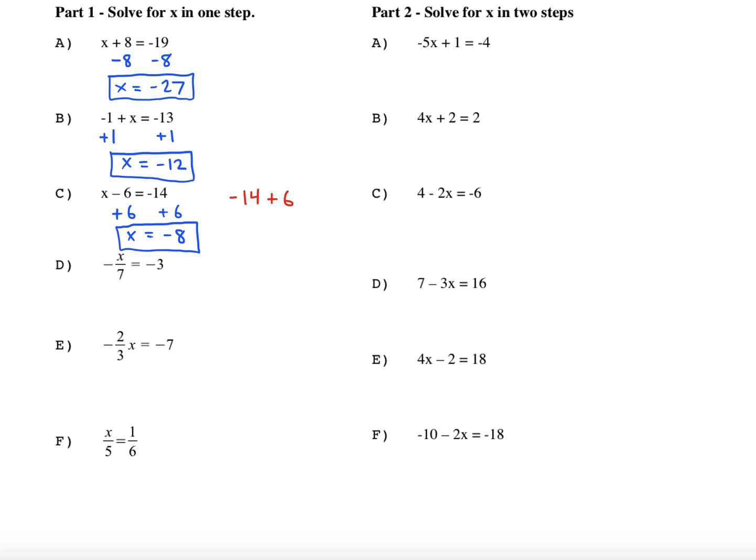Okay, now we've got division. X divided by 7 equals -3, but our x over 7 is also negative. So how do we get rid of something like that? Well, it's division. So we want to do the inverse of division, which would be multiplication.